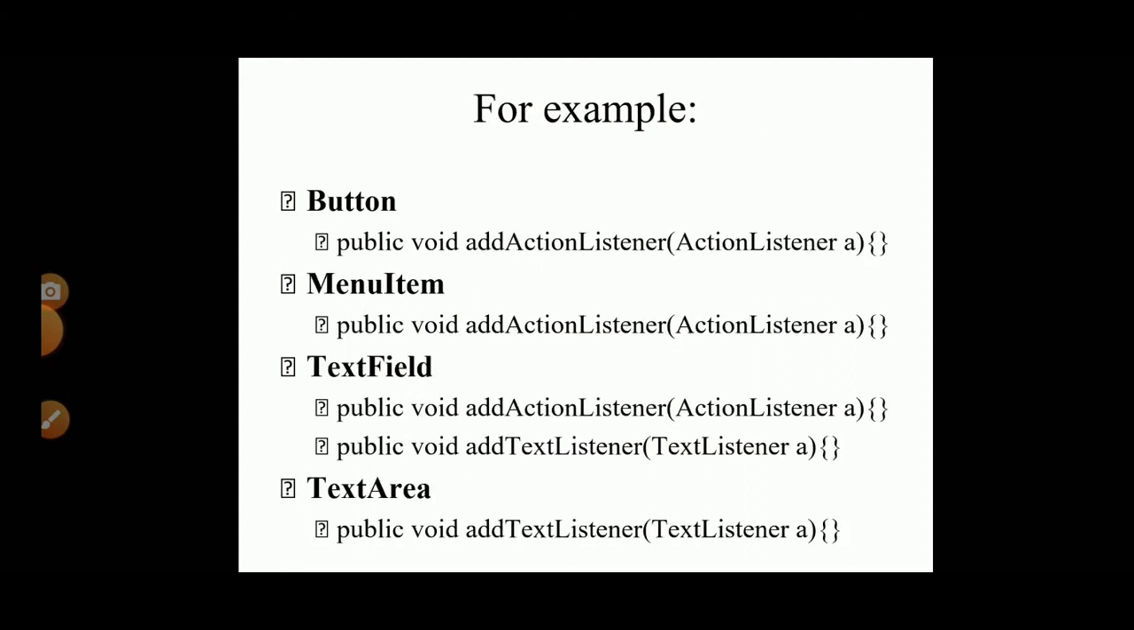If you want to register a listener for a button, you have to use ActionListener, that is, you have to use the function addActionListener. For menu items, you have to use the same ActionListener, with the function public void addActionListener of the listener's object. For the text field, you have to use ActionListener as well as TextListener. The functions used are addActionListener and addTextListener. For text area, you have to use the TextListener, so the function used is addTextListener.